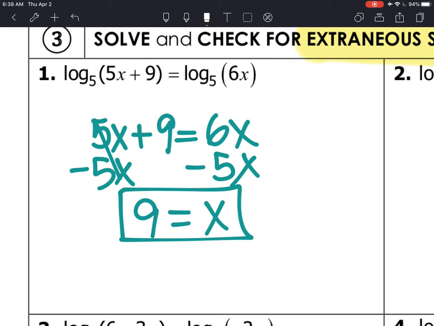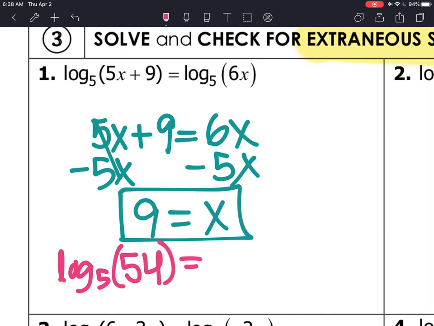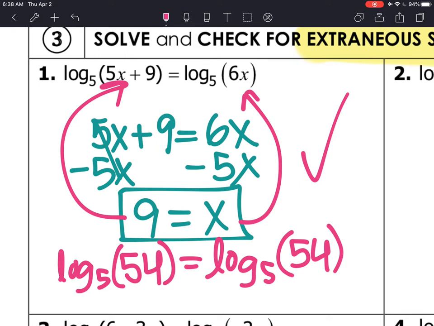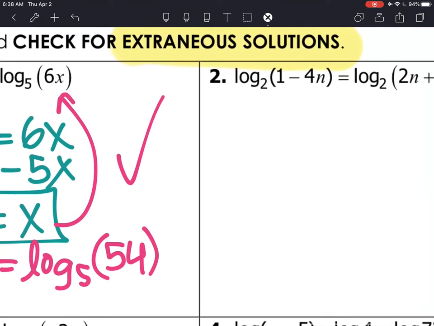And if we're going to plug back in, let me erase my little slashes here. So if I were to plug back in, I'm going to do log base 5. 5 times 9 is 45. 45 plus 9 is going to be 54. And then on this side, I'm plugging 9 here. 6 times 9 is also 54, and there's no need to evaluate. The left side directly matches the right side, so it is a solution.